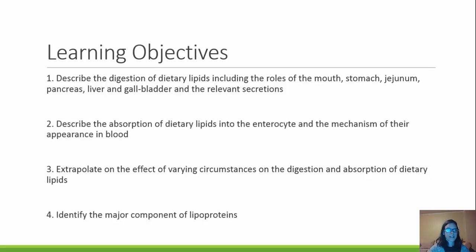So our learning objectives for this section are to describe the digestion of dietary lipids, including roles in the mouth, stomach, jejunum, pancreas, liver, and gallbladder. Describe absorption of dietary lipids into the enterocyte and mechanism for appearance in the blood. Extrapolate on the effect of varying circumstances of digestion and absorption of dietary lipids, and identify major components of lipoproteins.